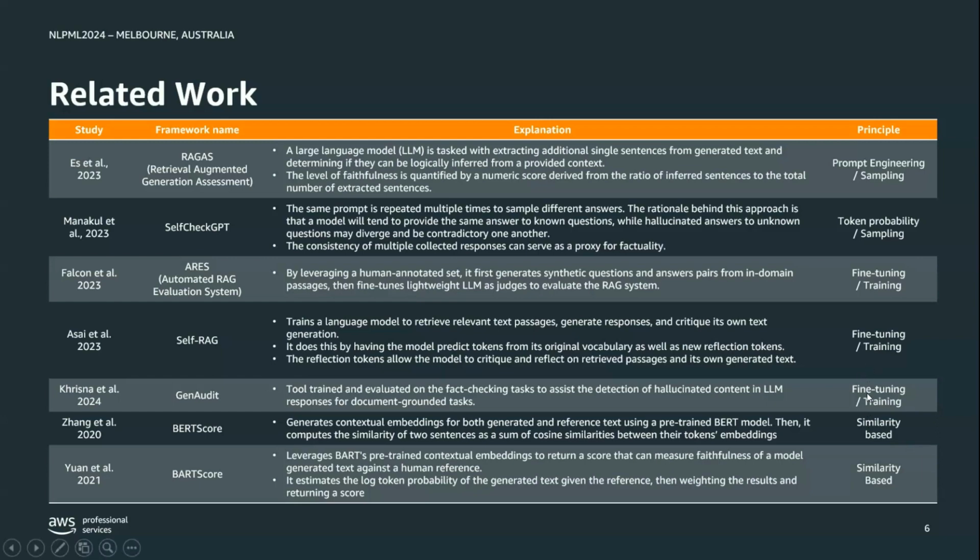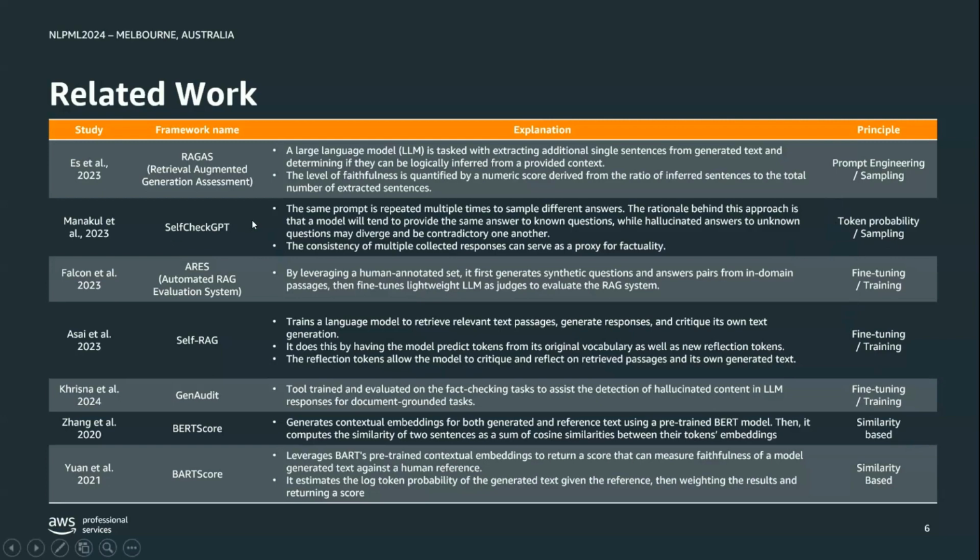If we go above, we see that other approaches are based on training or fine-tuning models to be, let's say, judges and really verify whether generated text is hallucinated or not. And finally, we have a token probability based approach. So let's discuss this in detail.